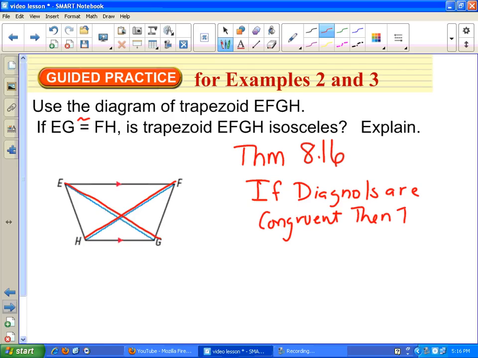That says if the diagonals are congruent, then the trapezoid is isosceles. Yes, I had to go look up and spell it. Okay, so being we know that they are congruent, then we know this trapezoid is an isosceles trapezoid.